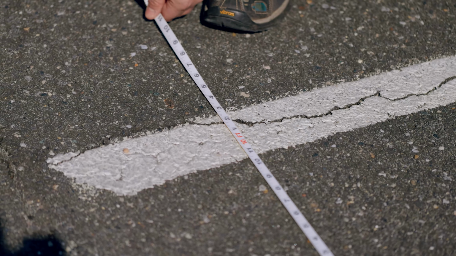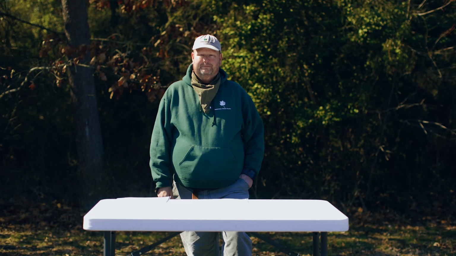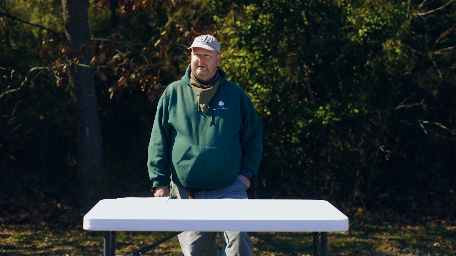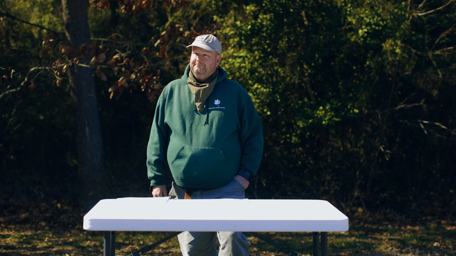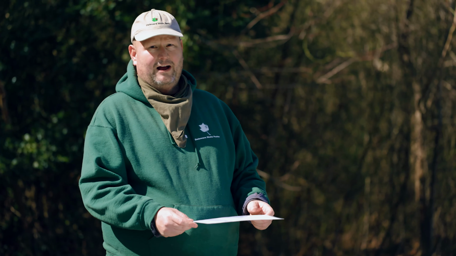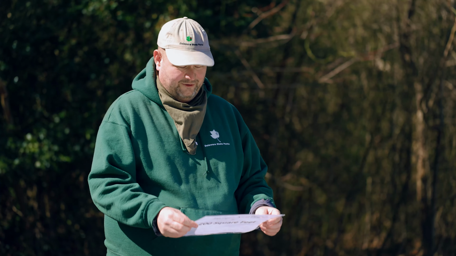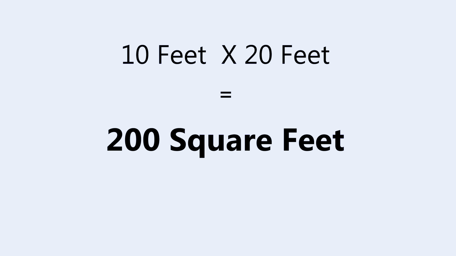And this side of the parking space is 10 feet. Okay, so we know that the parking space is 10 feet by 20 feet. If we multiply 10 by 20 feet, we get the total number of square feet within the parking space. You can do it on your calculator, on paper, or even in your head. My math came up with 10 times 20 equals 200 square feet.